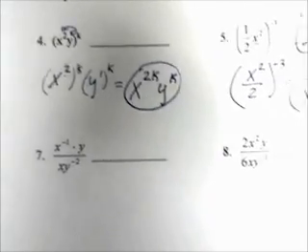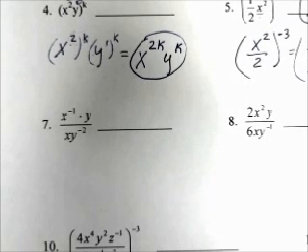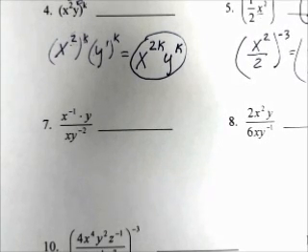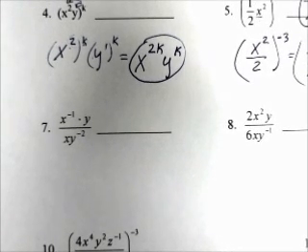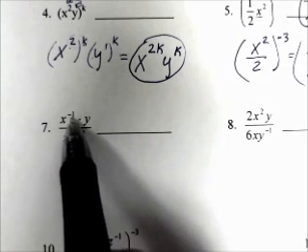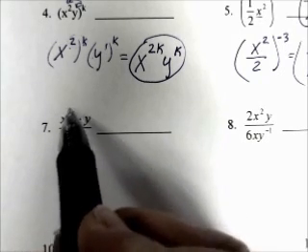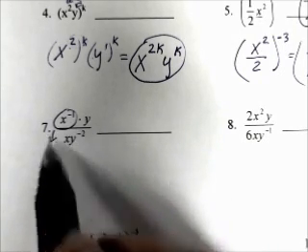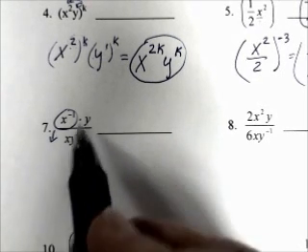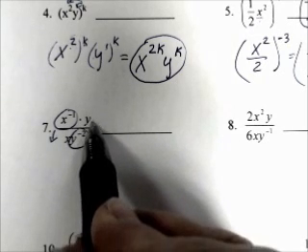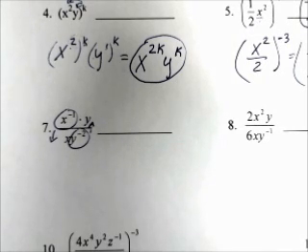Now, number 7. Number 7, we have x to the negative 1 times y for a numerator, and then xy to the negative 2 in a denominator. Okay, so there's more than one approach to this. What I'm going to do is take the x to the negative 1 in the numerator and bring it down, so I'll have an x to the positive 1 in the denominator, and the y to the negative 2 in the denominator. Push that up, so I'll have a y to the positive 2 in the numerator.